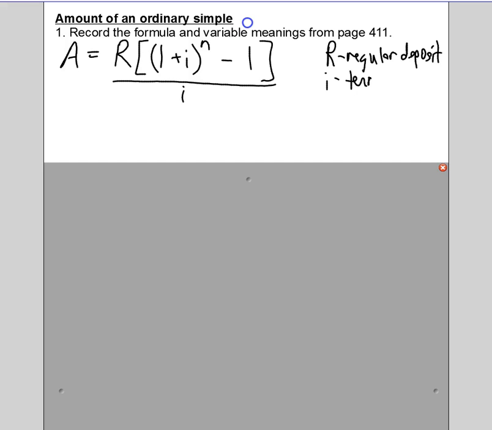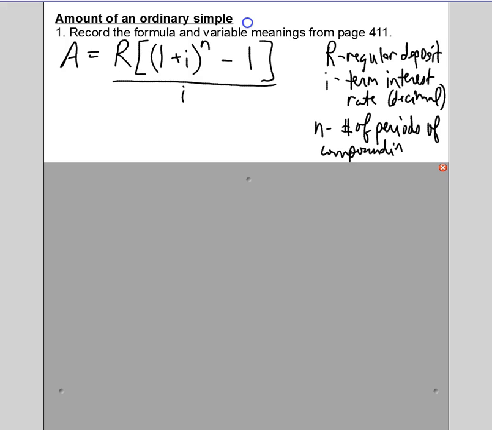I would be the term interest rate as a decimal. And n is the number of payments, or number of periods of compounding, which for an ordinary simple annuity should match the number of payments as well. So in our example, we had 5 payments. The regular deposit was 1,000. The final amount was 5637.10, and the interest rate was 0.06.